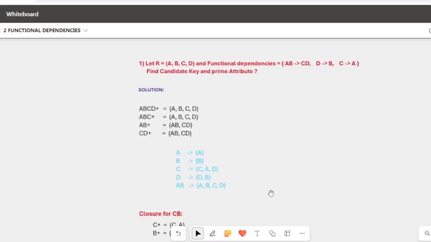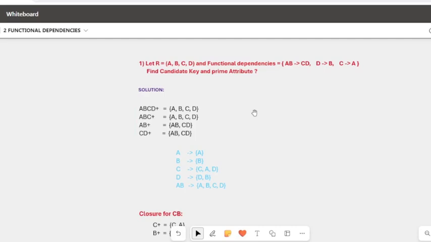Hi friends, in this video we are going to see a shortcut method of identifying primary attributes. So let us take an example of identifying primary attributes. This is a functional dependency: AB determines CD, C determines B, C determines A.